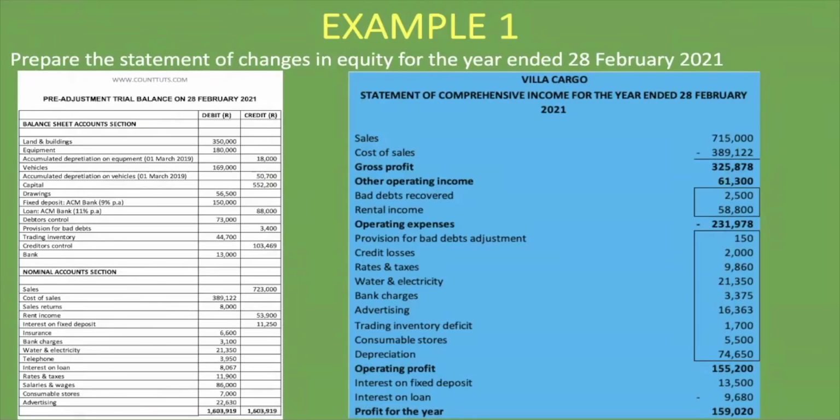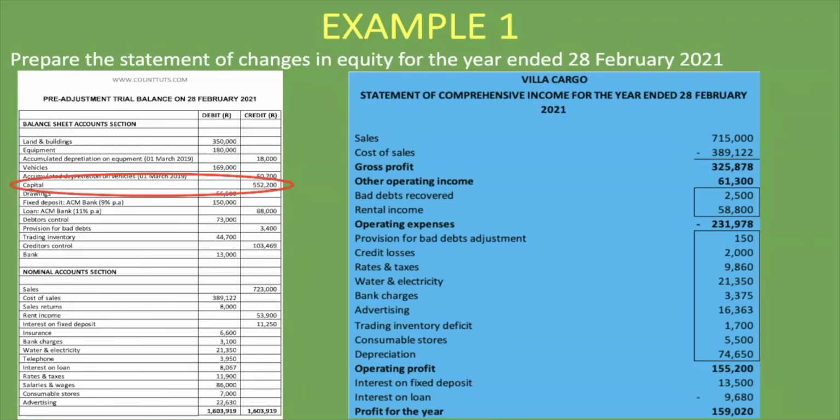So if you're given the pre-adjustment trial balance, and usually when you're given the pre-adjustment trial balance, you're also given additional information. So if you're given the pre-adjustment trial balance and you're asked to complete the statement of changes in equity for the sole trader or sole proprietor, what you look for is the first item, which is the capital account. So here's the capital account. As you can see here in the pre-adjustment trial balance, we have the capital, and the amount there is 552,200 Rand.